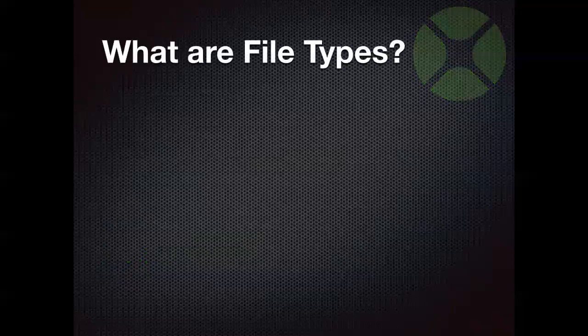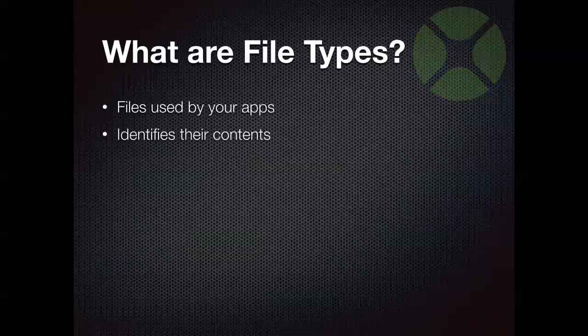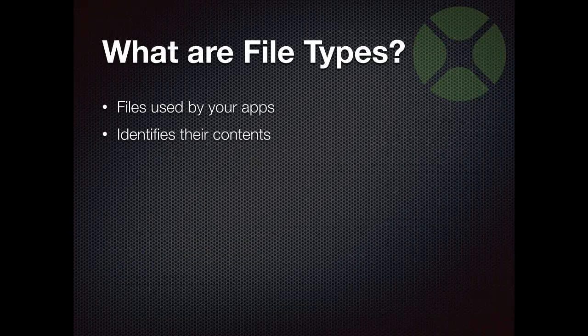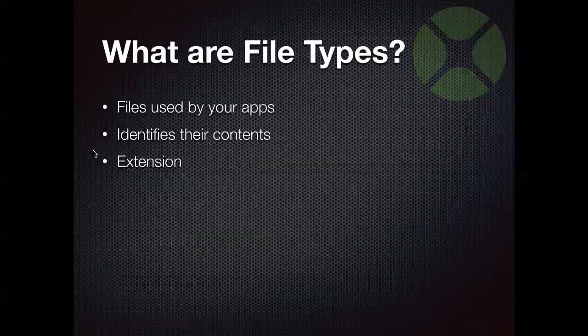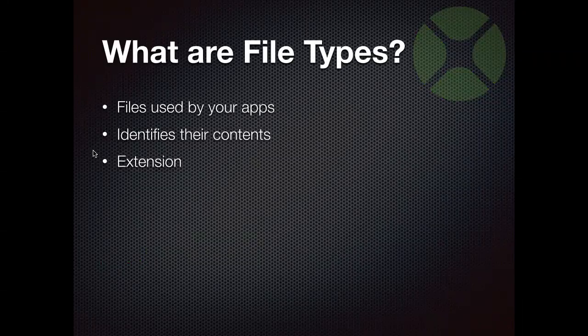So what are file types? Well, they describe files that are used by your apps. And they help identify the contents of these files: text files, picture files, PNG files, JPEG. Everything's a type. Often the extension is used to identify types of files, of course. You've seen the TXT extension used for text files, HTML used for HTML files, stuff like that.